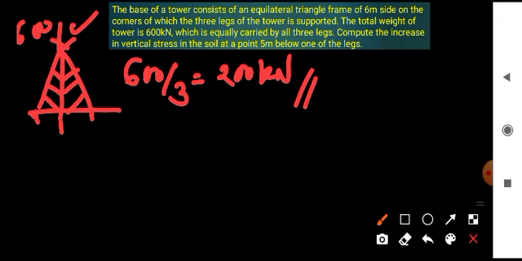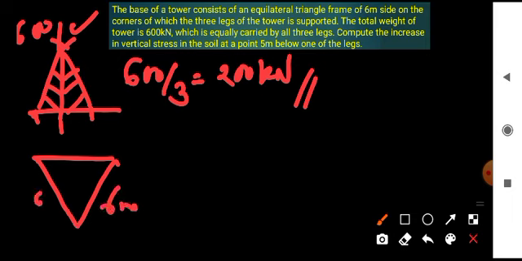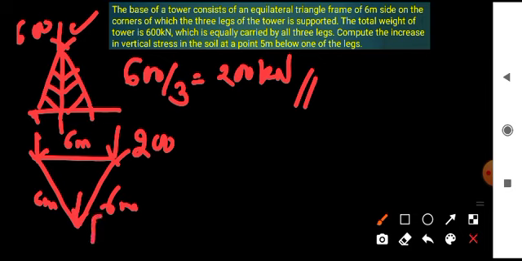Further, these legs are spaced in the form of an equilateral triangle. If you draw up the plan, it is 6 meter, 6 meter, 6 meter. At these corners, we have the legs which are each carrying the load of 200 kilonewton. Now let us take this leg as P, this leg as Q, and this leg as R: P, Q, R.